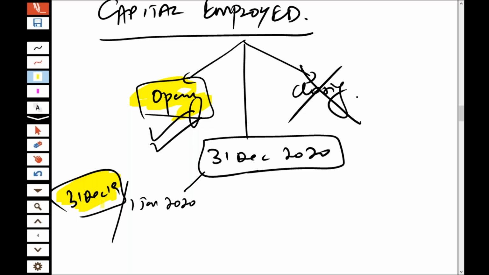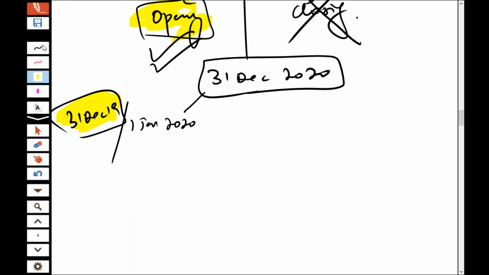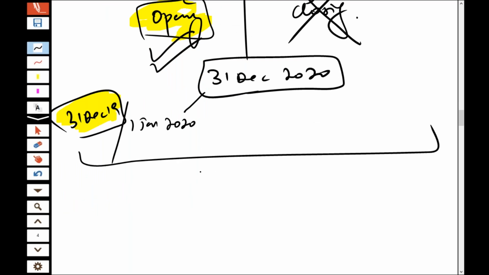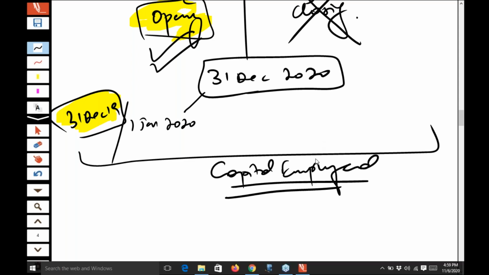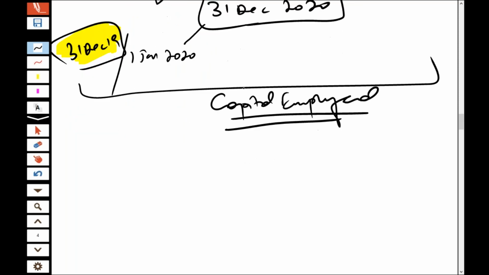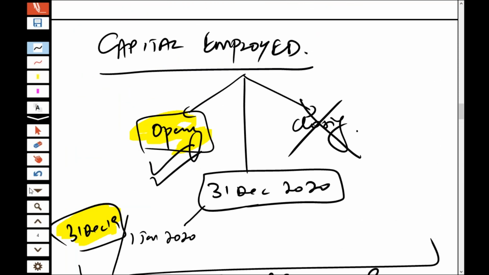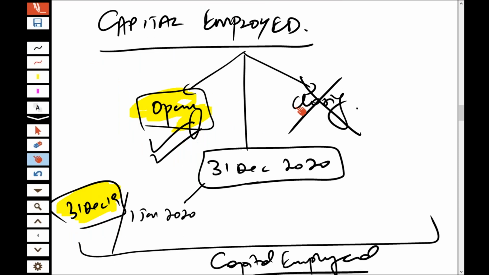Now, how do we establish the capital employed? You need to understand that the capital employed is calculated in multiple manners. I'll repeat: if you have to use the capital employed, what capital employed would you be using? Opening, closing, average, what? So you'll be using opening capital employed.